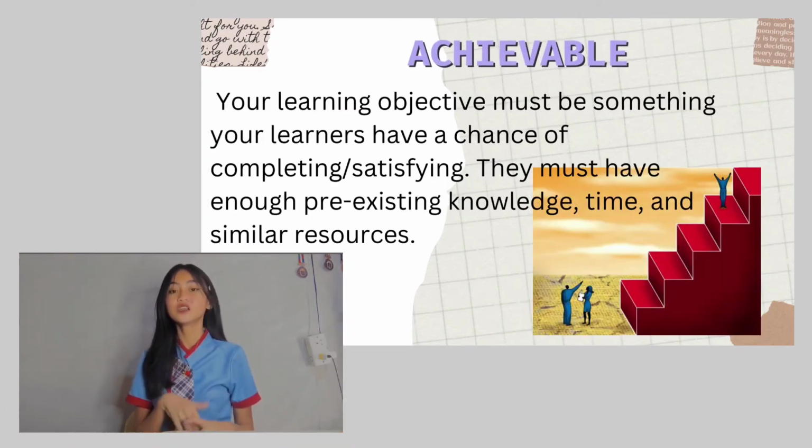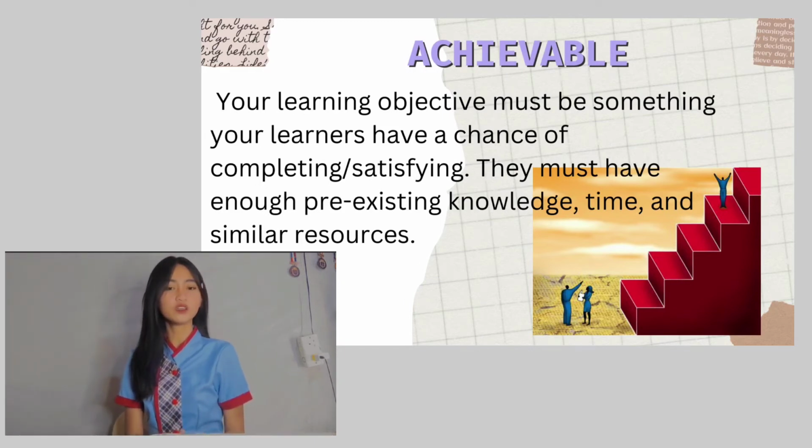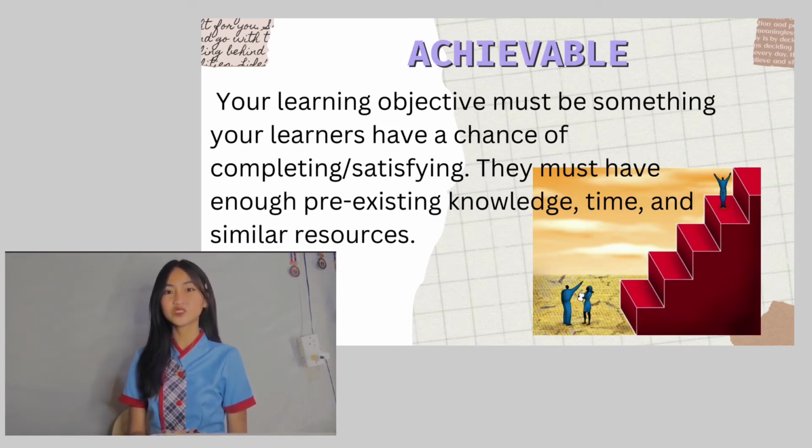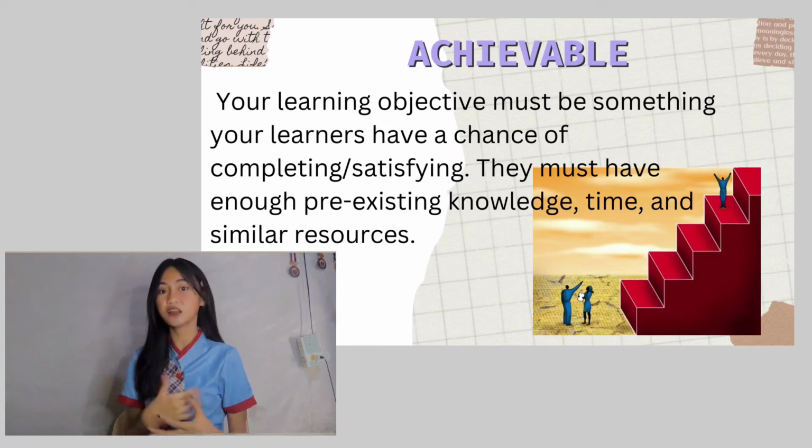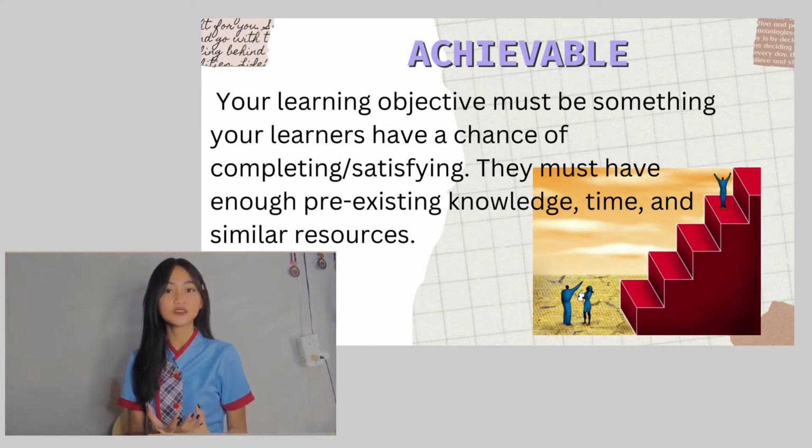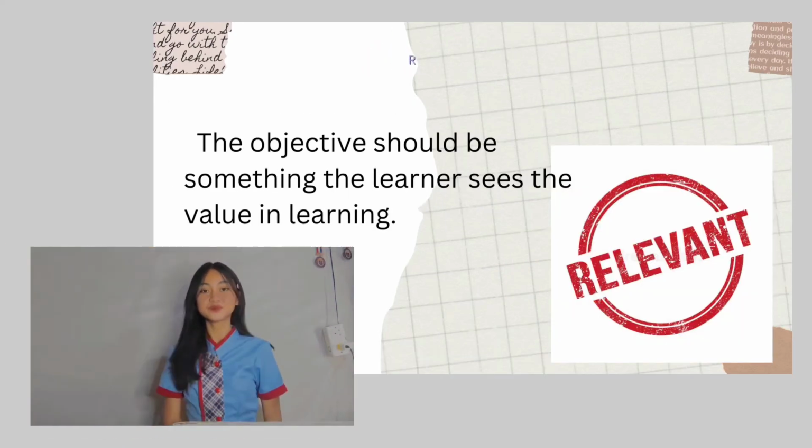Achievable. Your learning objective must be something your learners have a chance of completing or satisfying. They must have enough pre-existing knowledge, time, and similar resources. For example, you wouldn't create a learning objective that asks an elementary school child to construct a rocket in an hour. It's not achievable. While checking your objectives at this level, make sure your learning objective isn't too easy either.